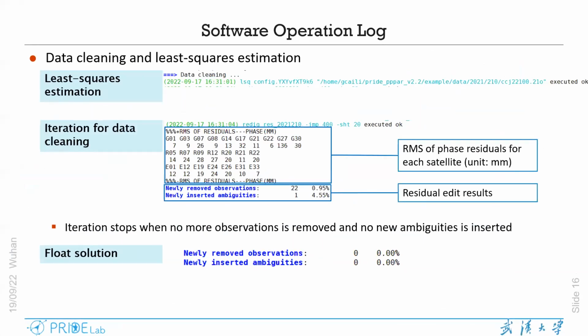In the second part, LSQ is the least square estimator that estimates parameters and generates most of the result files. And Redig performs residual editing based on the residual file output by LSQ to identify some small cycle jumps and remove outliers. LSQ and Redig will iterate until the data is cleaned up and then go to the float solution.